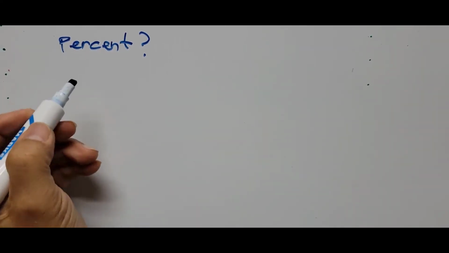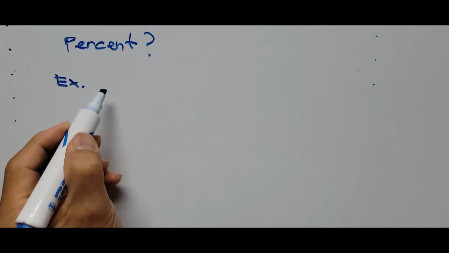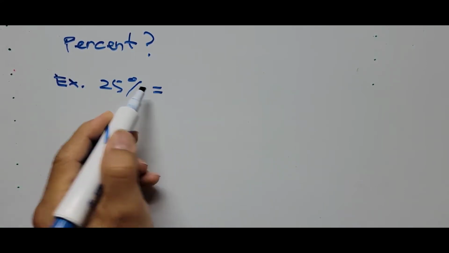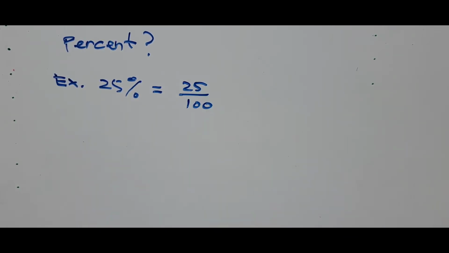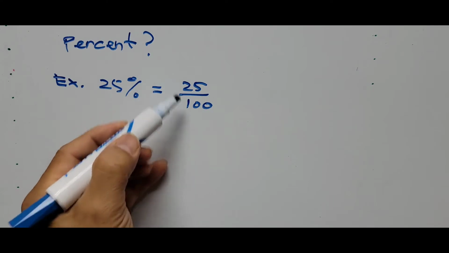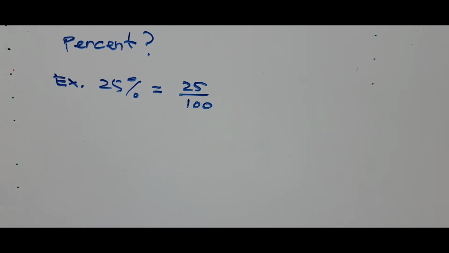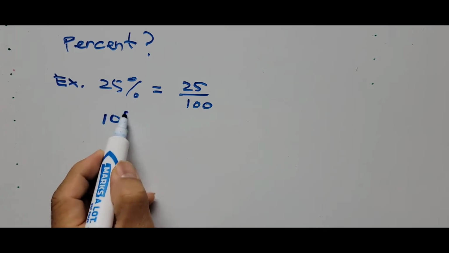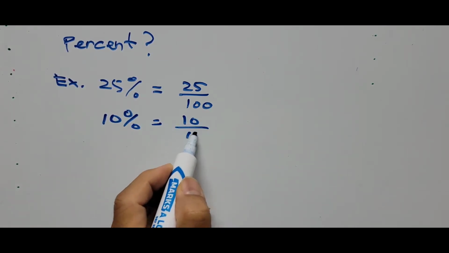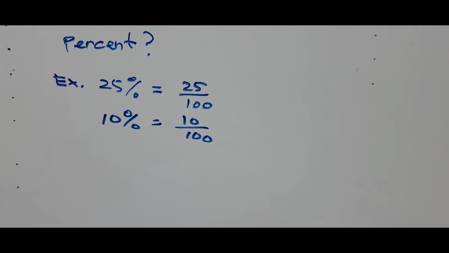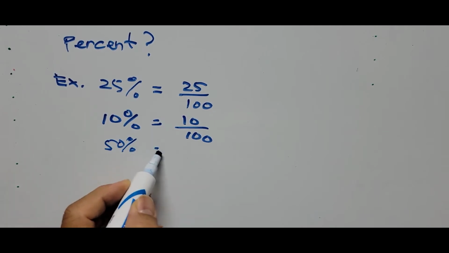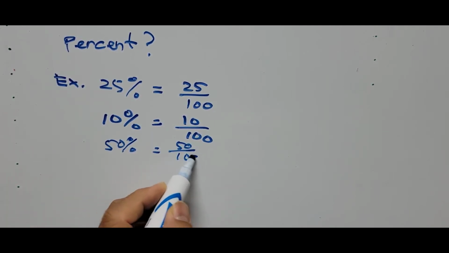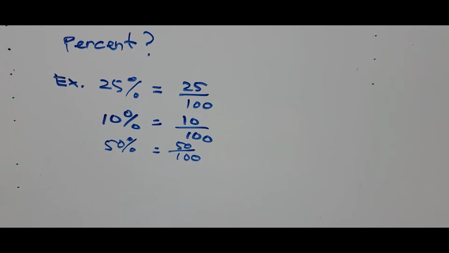Let's say we have an example that is 25%. That is equal to 25 over 100. As per the definition of percent, it is a number expressed over 100. Another one is 10%. In the same way, that's 10 over 100. Another one could be 50%. That's 50 over 100.